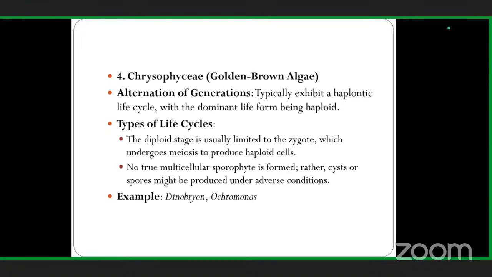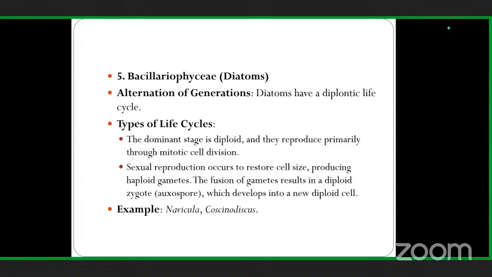So it exhibits haplontic life cycle and haploid stage is dominant. So example is Dinobryon and Ochromonas. So here you will see haplontic life cycle, that is gametophytic stage dominant.